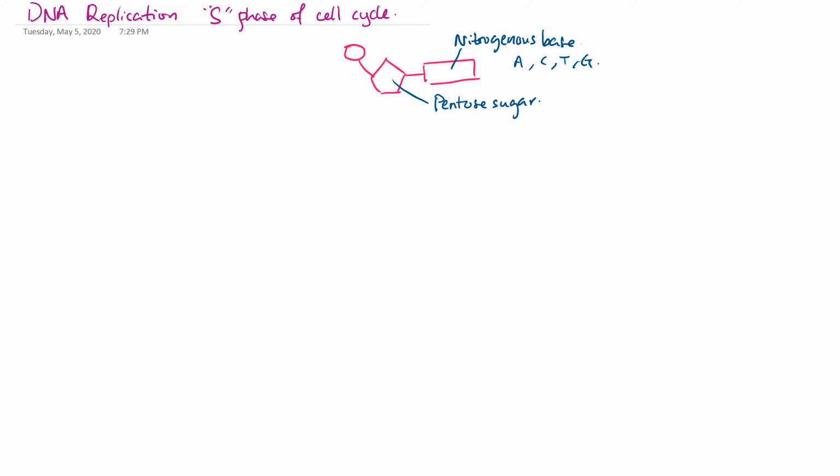So here I'm going to draw a simple structure of a nucleotide. So we have the nitrogenous base, right, that includes the A, C, T, G. And then we have the pentose sugar, and then we have the phosphate group.